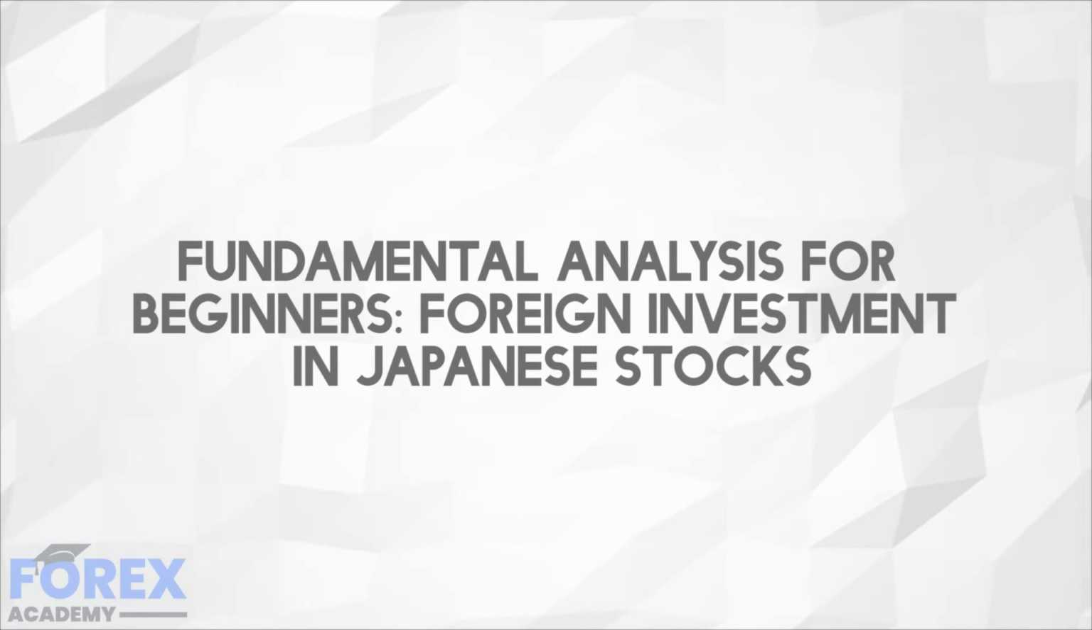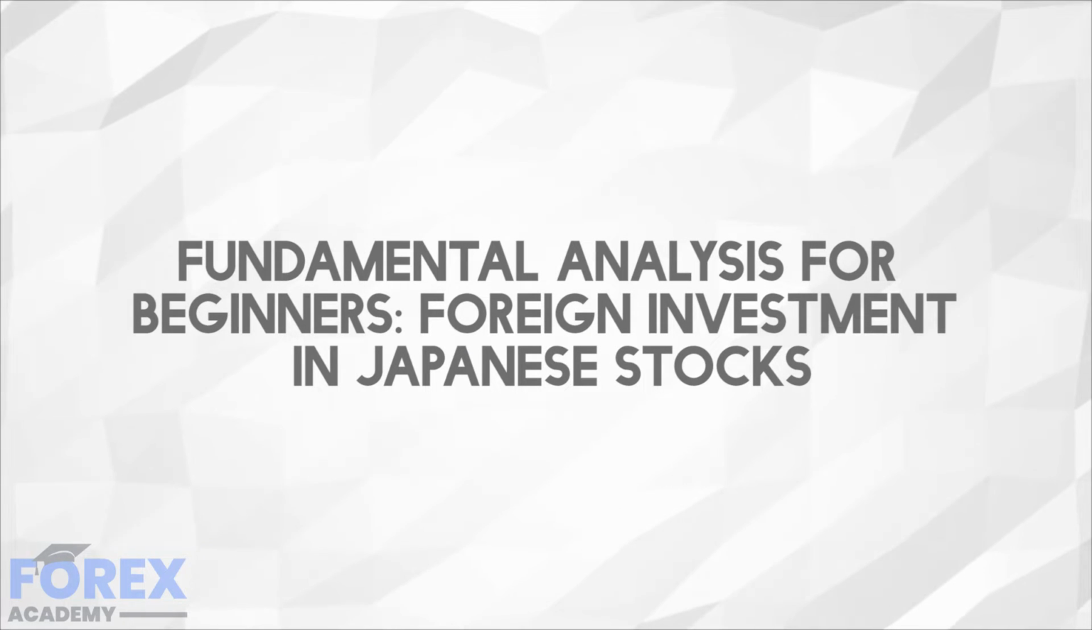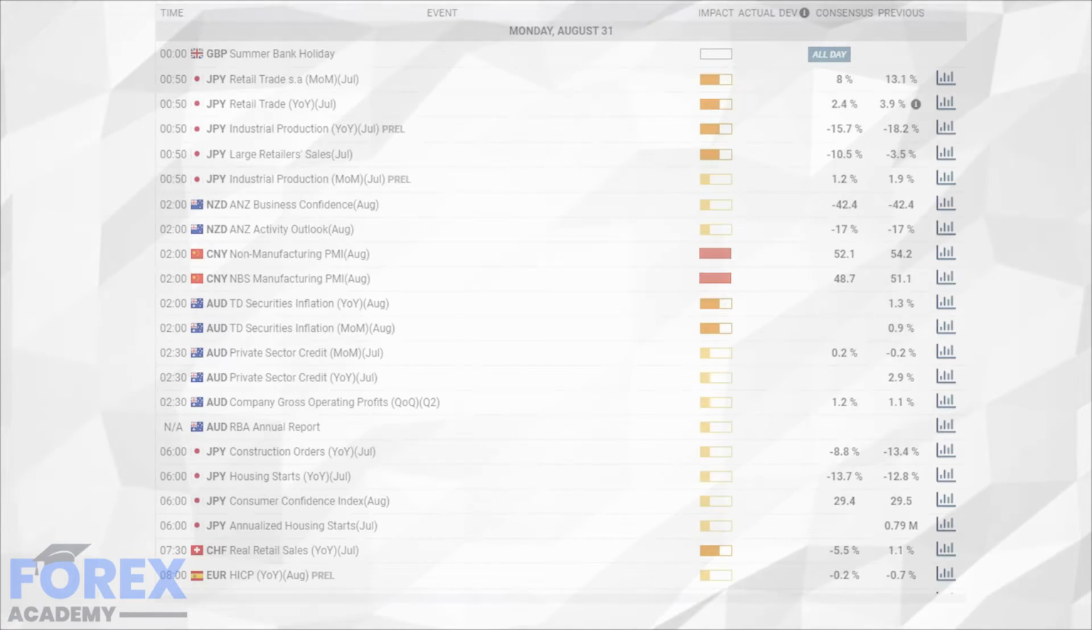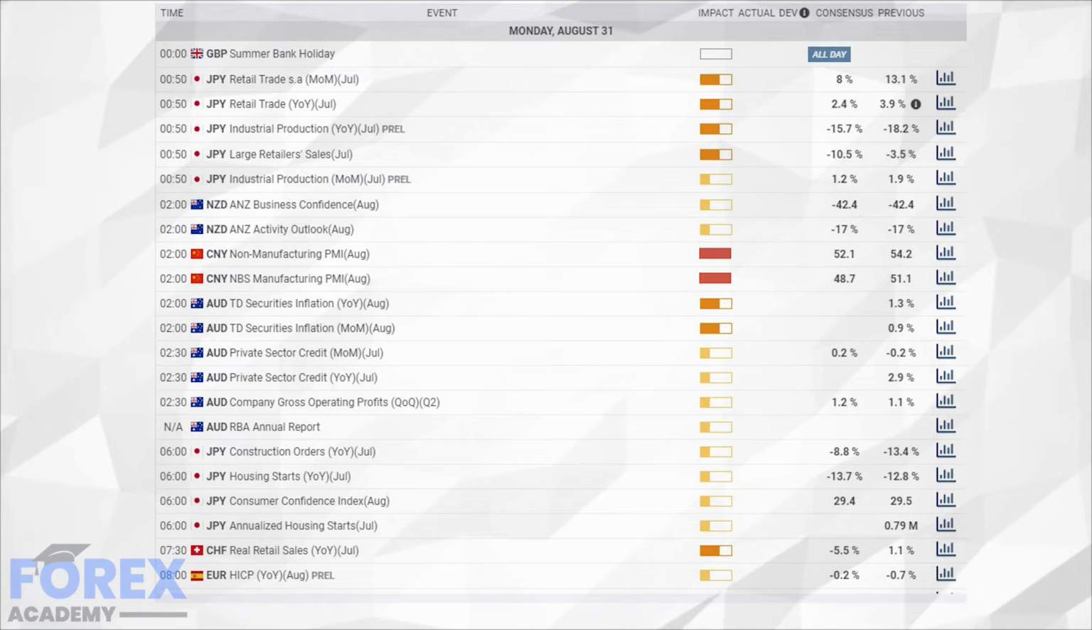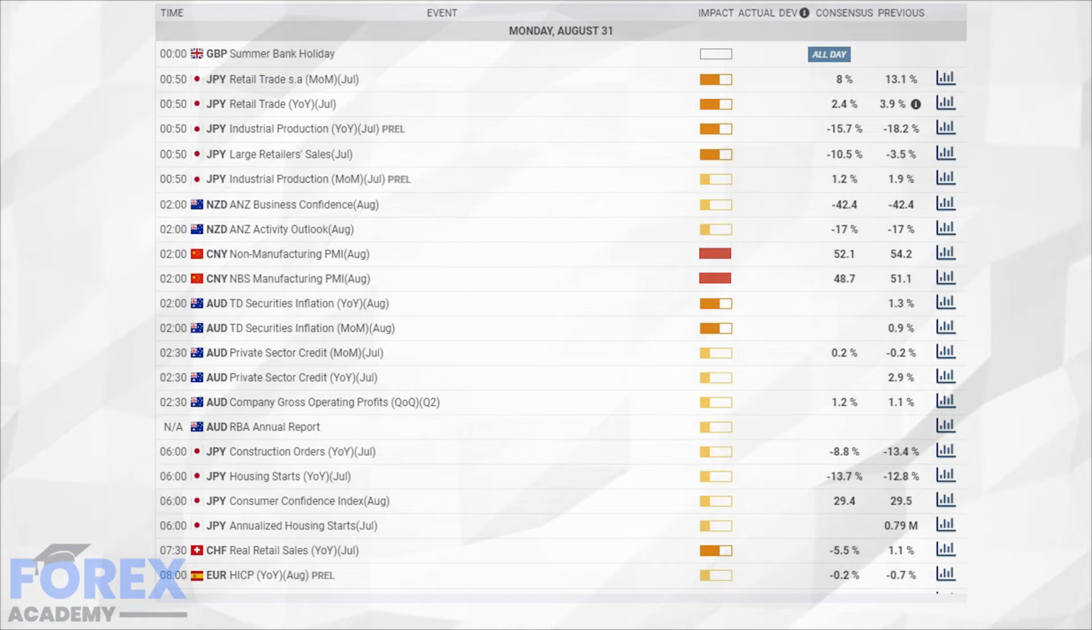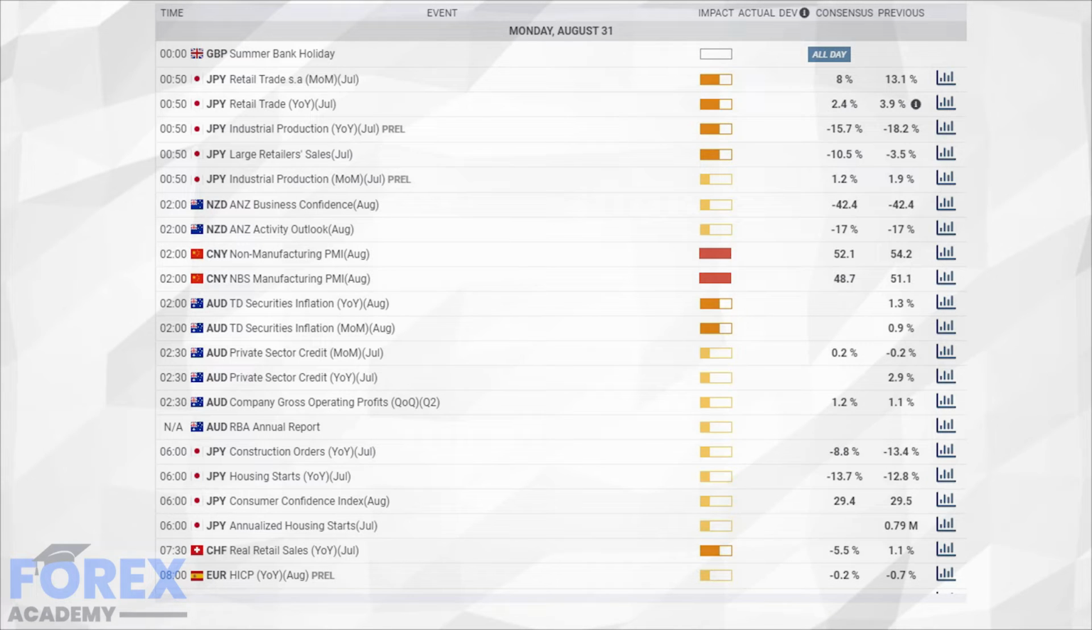In today's edition, we're going to be discussing fundamental analysis for novices, foreign investment in Japanese stocks. If you are serious about trading, you must be responsible for knowing what factors are likely to influence the movements of exchange rates in the Forex market. One of the biggest movers is the release of fundamental economic data, which is usually collated, released, and subject to an embargo by governments or professional economic statistics specialist firms.